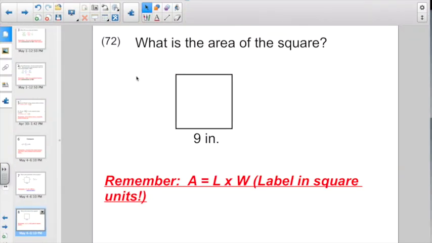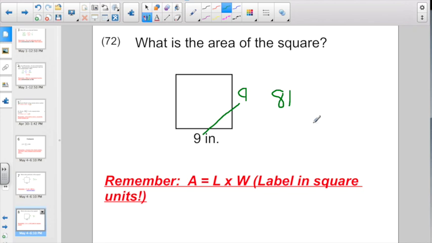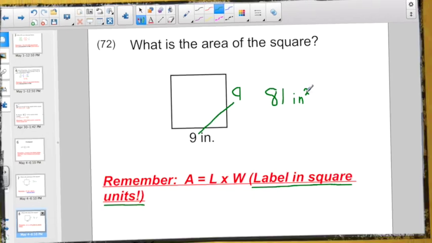Check out this one coming at us from lesson 72. What is the area of the square? We just got done saying that the length is 9, the width is 9, and area equals length times width. One horizontal side times the one vertical side. 9 times 9, that is 81. But don't forget to label in square units. You must label the units. So 81 square inches. If I multiplied two numbers together, I've got to give it an exponent of 2.